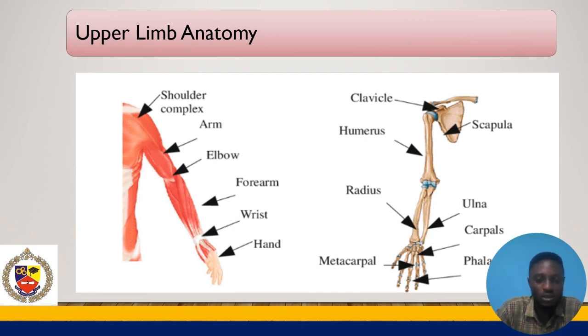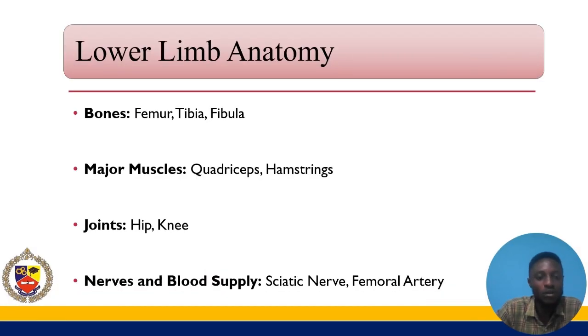So let me just quickly take us to the lower limb anatomy too. In the lower limb anatomy, we also have the bones, we have muscles too, we have the joints, and we have the nerves and blood supply. And in the lower limb anatomy, we have the bones such as the femur, tibia, and fibula. And the major muscles we have in the lower limb anatomy are the quadriceps and hamstrings.